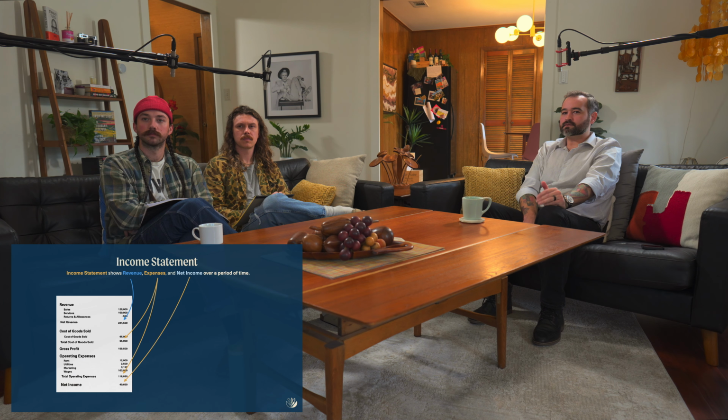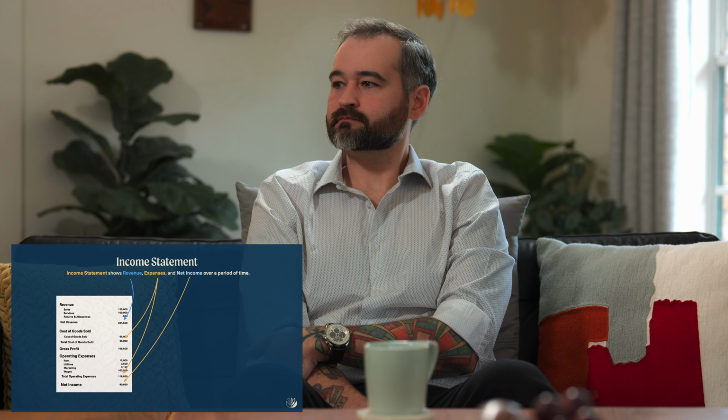So cost of goods sold, who wants to hazard a definition for that? Cost of goods sold, basically COGS, are what it took to make a sale. So if I'm doing a haircut, cost of goods is how much individually a single swipe of pomade would be.